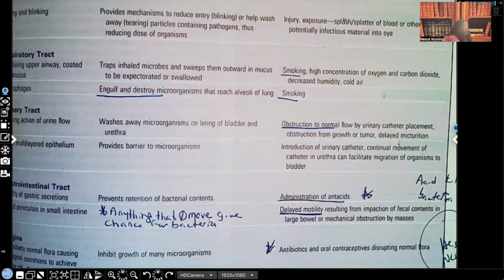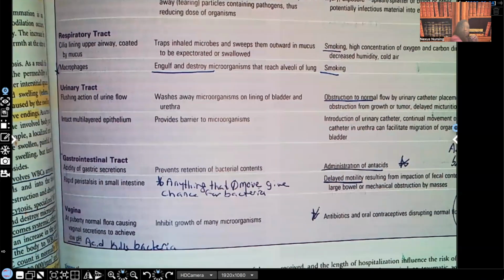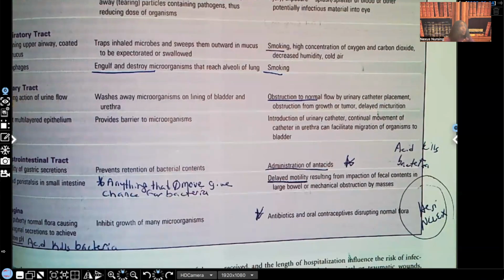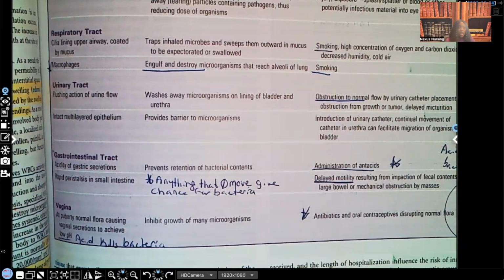Let's go down to the gastrointestinal tract. GI. Look at what can alter the defense mechanism for GI tract. Administration of antacids. Remember, the GI tract, the gastric secretions, hydrochloric acid, all of this is what? Very acidic, and that acidic environment prevents the growth of bacteria or even the retainment of bacteria. Bacteria does not like acidic environments. So that acidic environment helps protect the patient.